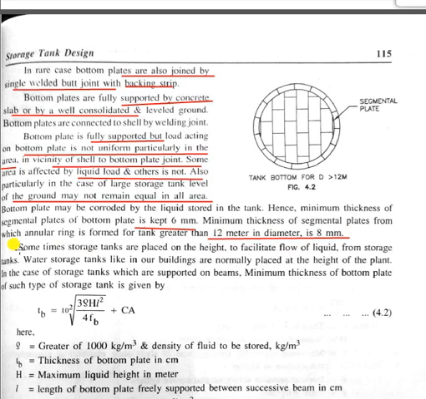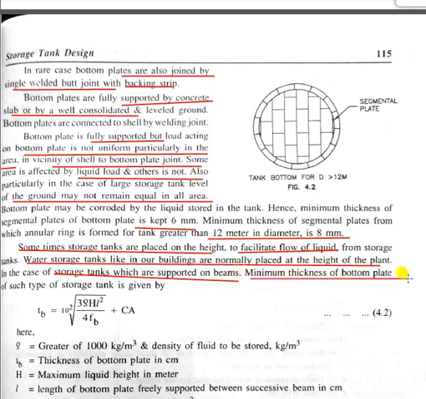Sometimes storage tanks are placed at height to facilitate flow of liquid from the storage tank, and water storage tanks like a building are normally placed at the height of the plant. In the case of storage tanks supported on beams, the minimum thickness of the bottom plate required is given by this equation. This one is only informative, but this one is important.